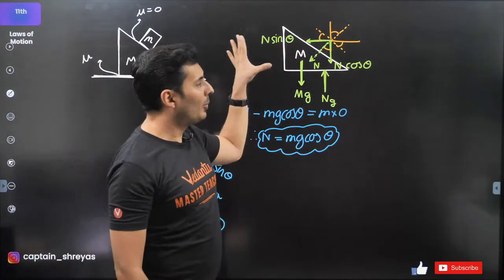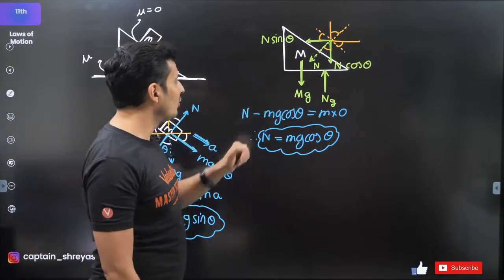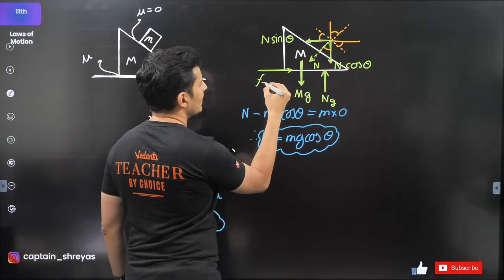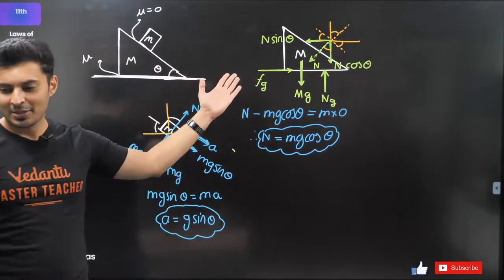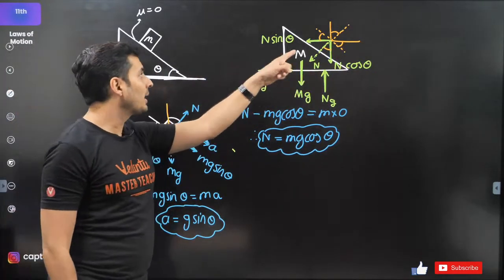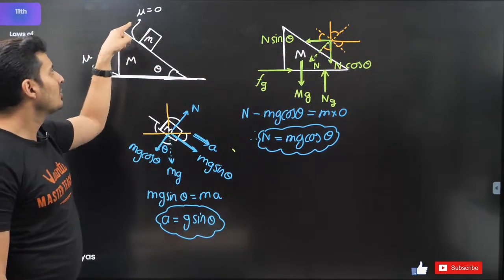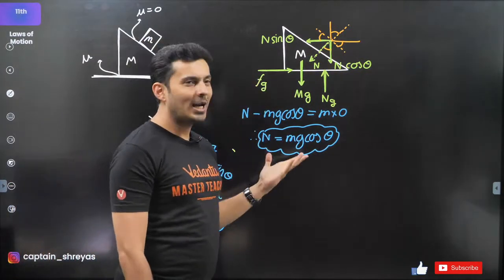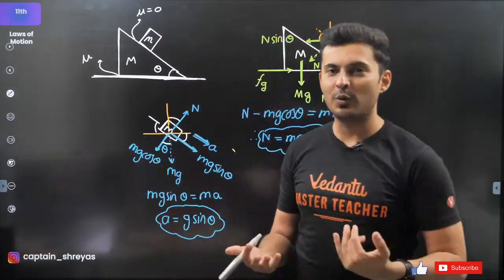So hence, to oppose this force, there will be an opposing force, that is friction, which will act exactly like this. So this is friction by the ground. On the inclined plane, friction is not there because mu is 0 on the incline. That's what I assumed. Great. So now it becomes straightforward to solve.